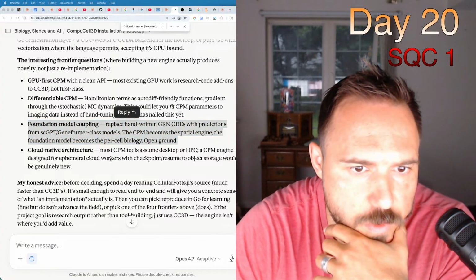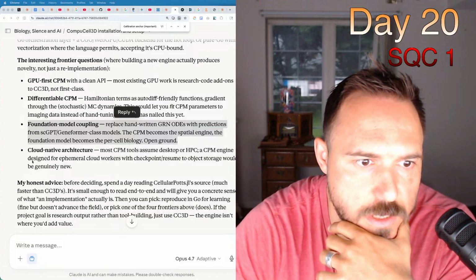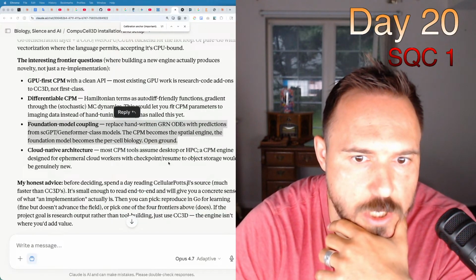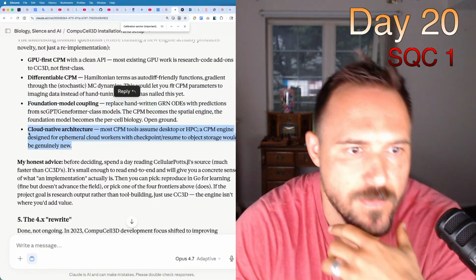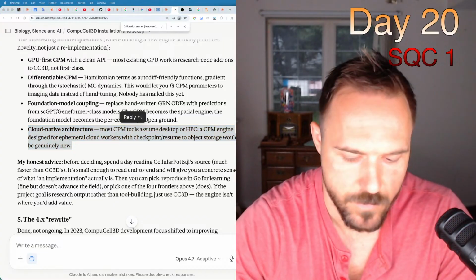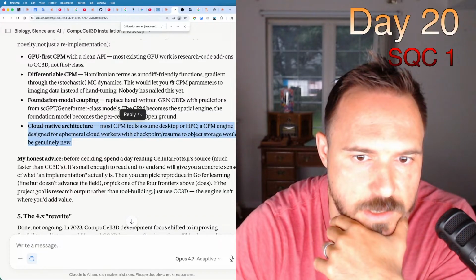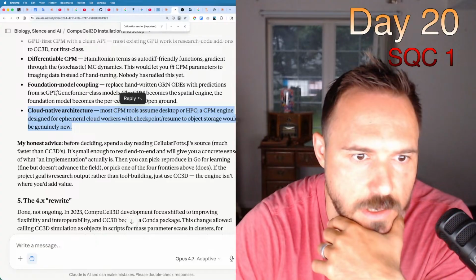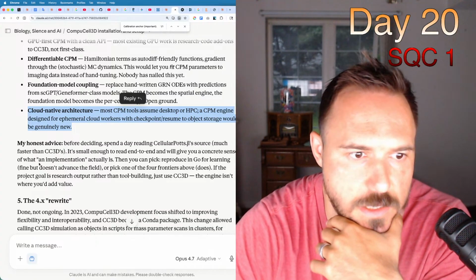Cloud native architecture. Most CPM tools assume a single machine. A CPM engine designed for ephemeral cloud workers, with checkpoints resumed to object storage, would be genuinely new. Before deciding, spend a day reading the CC3D source, much faster than CompuCell. It's small enough to read end to end and will give you a concrete sense of what an implementation actually is.